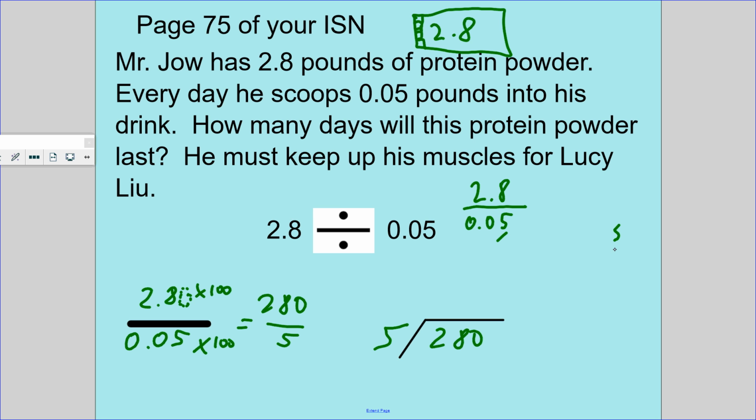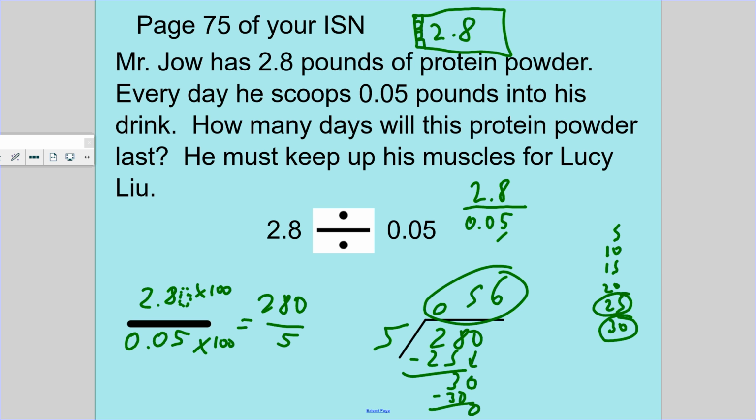Let's write out my fives. 5, 10, 15, 20, 25, 30. We'll stop right there. How many groups of 5 go into 2? 0 times. How many groups of 5 go into 28? There's 25. 1, 2, 3, 4, 5 times. Left with 3, bring down the 0. How many groups of 5 go into 30? 6 times. So how many days will it last me? 56 days.